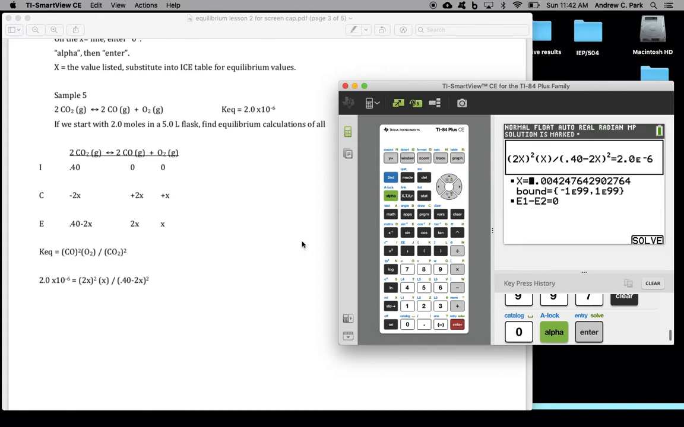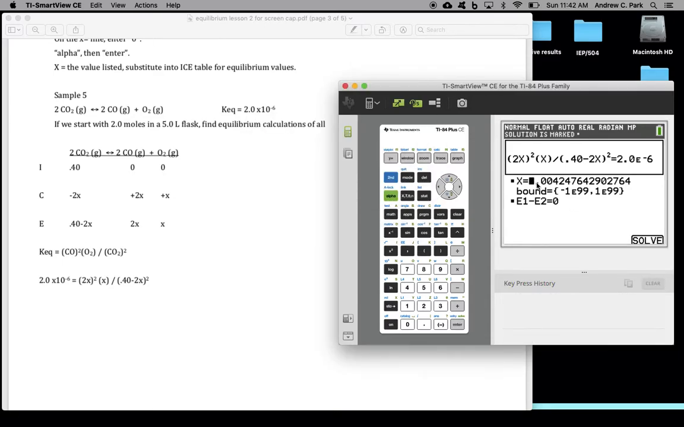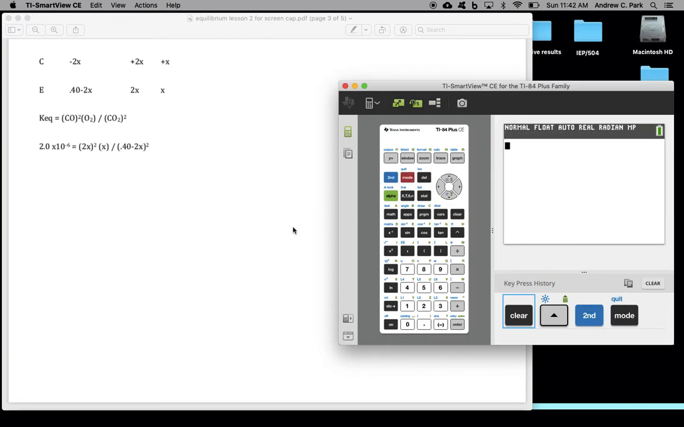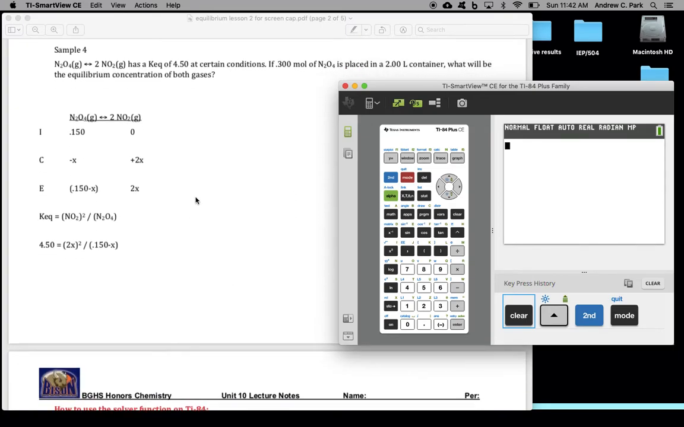So let's try another one. I'm going to go ahead and clear. Okay, well, let's quit out of that. All right, so let's move on to the next example. Actually, here, we'll use the example on the previous page. So sample four. I know I worked this one out in the Notability note, but let's just go ahead and work it here as well.